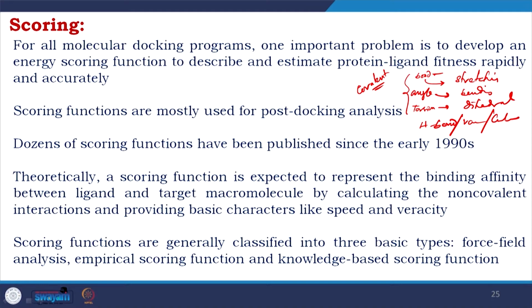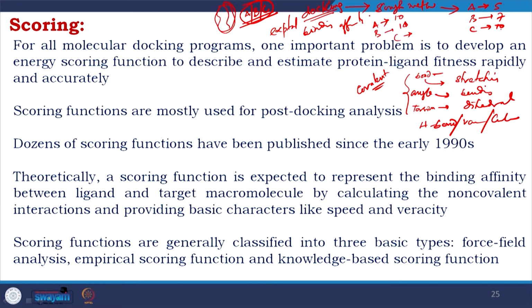Then you could also design a knowledge based scoring function. Suppose you have a protein and you have its known substrates A, B, C. You know the structure, you do docking and you use a method like statistics or something to calculate the energy. A is, let us say, 5, B is 7, C is 10. Then because you know them, you do experimental binding affinity. Now you get A is 10, B is 14 and C is 20.